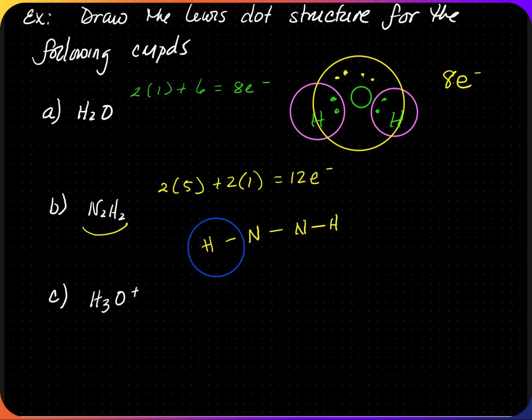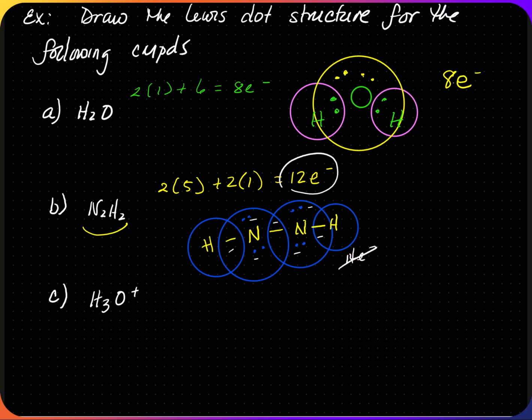Hydrogen is already happy. It has 2 pairs of electrons. Hydrogen on the opposite side is happy. It has 2 pairs. So now let's look at the nitrogen. Nitrogen has 4 electrons, so it needs 4 more to make 8. The other nitrogen also has 4, so it needs 4 more electrons to make 8. So if I count this, I have 2, 4, 6, 8, 10, 12, 14. This exceeds the 12 that we need.